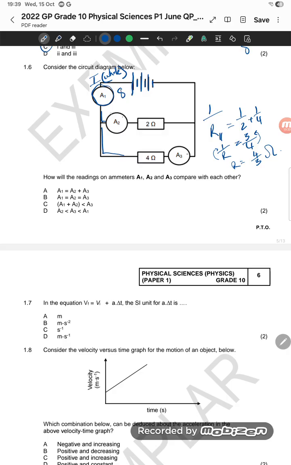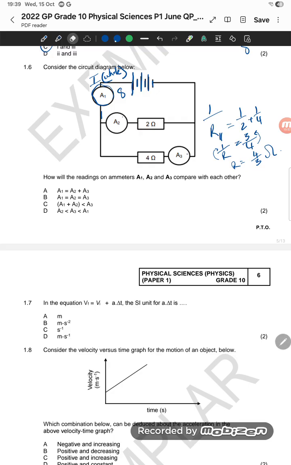Say for instance you have 8 here, depending on this, you might have 6 here and 2 here amperes. But let's see how this thing works out. How will the readings on the ammeters A1, A2, and A3 compare with each other?